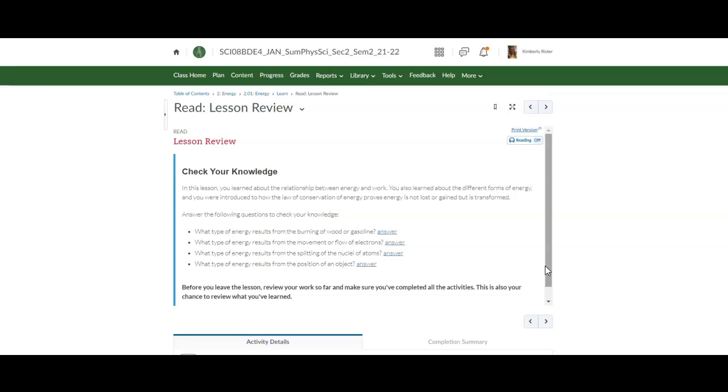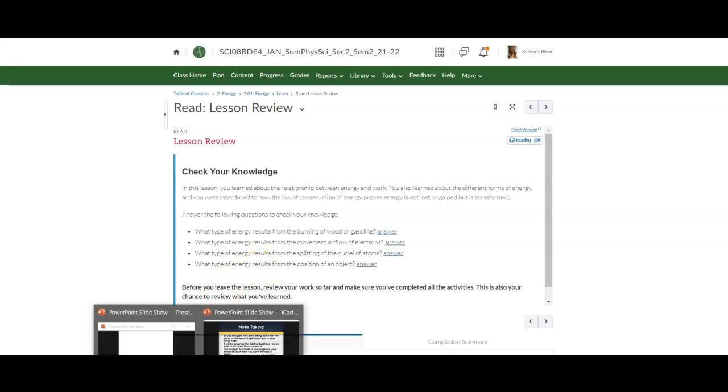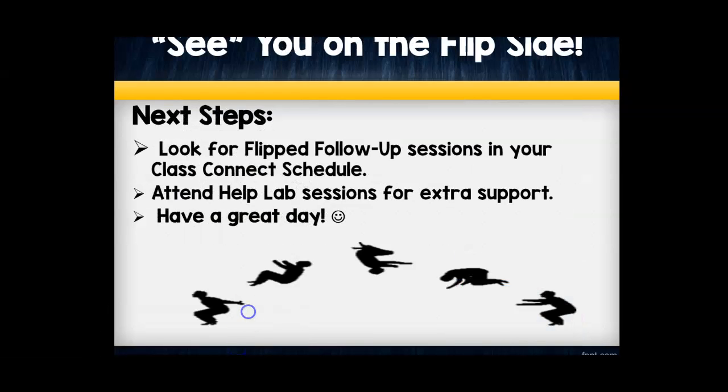In the lesson, you learned about the relationship between energy and work, and you also learned about the different forms of energy, and you were introduced to how the law of conservation of energy proves energy is not lost or gained, but is transformed. So you can answer the following questions just to review, make sure you understand that, and you will be all set finishing up with lesson 1.